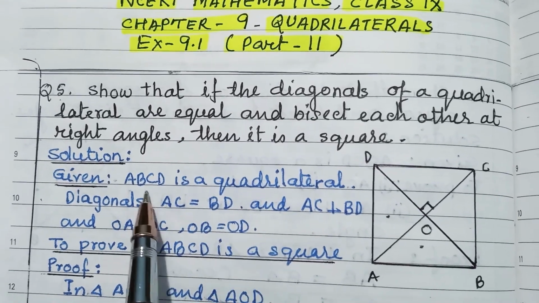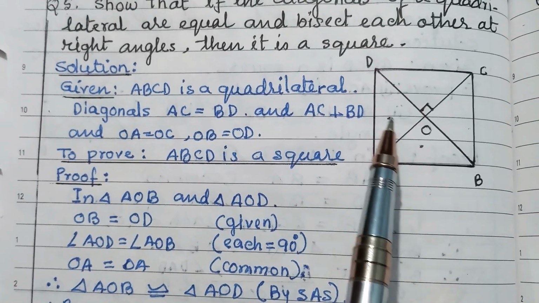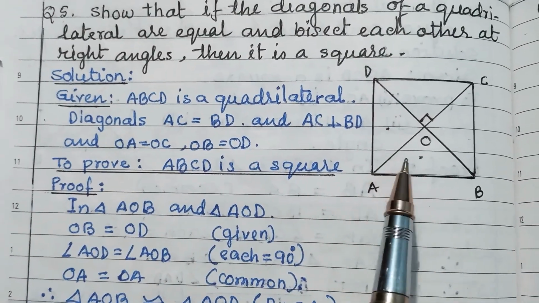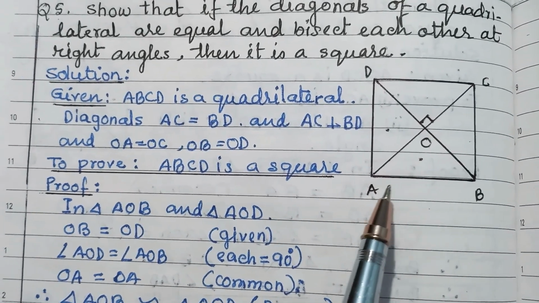This is the given part. Now to prove ABCD is a square. The square property is that all the sides are equal and all angles are 90 degrees. These two properties we have to prove. Then we can say it is a square.